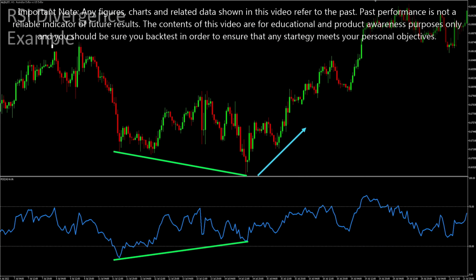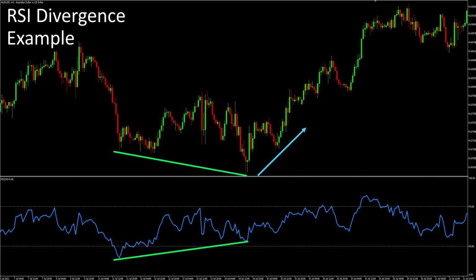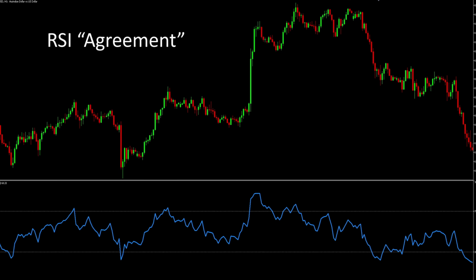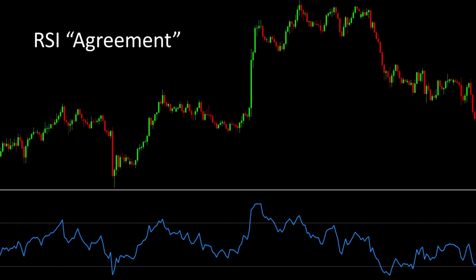Now, I just want to compare this to what I'm calling an RSI agreement. If you like, this is where RSI is confirming the strength of the price move. This time I'm going to switch over and look at the example of price moving in an uptrend. And when that's the case, we're interested in the highs of the swings. And so we can draw this line here between those two high values. And by doing the same with the RSI, we can clearly see here that they agree. They're both going in the same direction, so we don't have a divergence in this case.